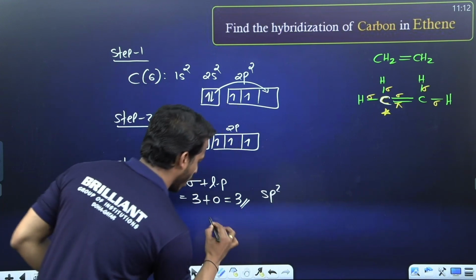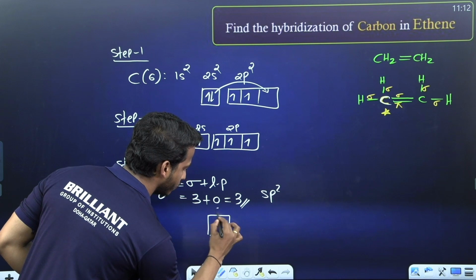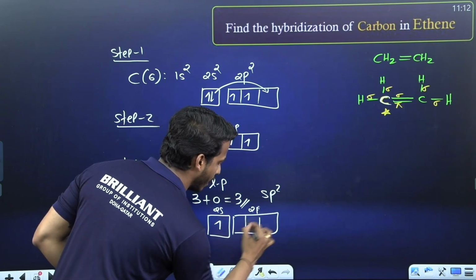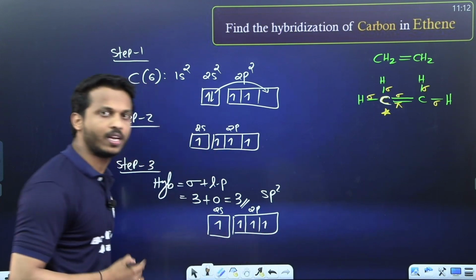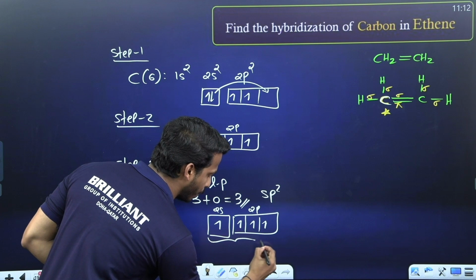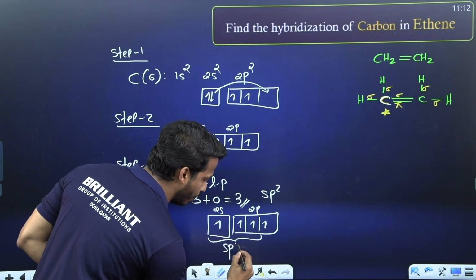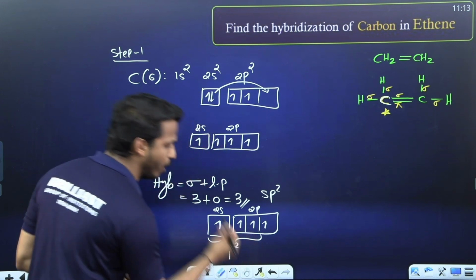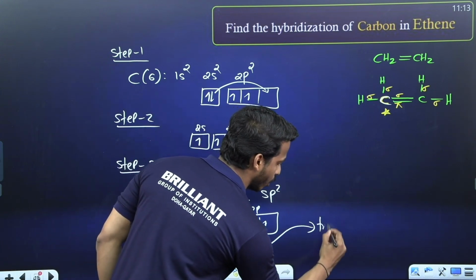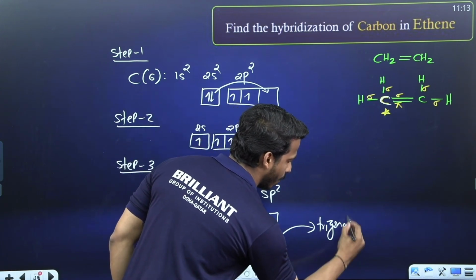sp2. So how do we mix this orbital? This is the 2s and these are the 2p orbitals. Each has 1 electron. How do they form a bond? sp2 means one s orbital and 2 p orbitals overlap. sp2 hybridization means the structure you may have studied: trigonal planar.